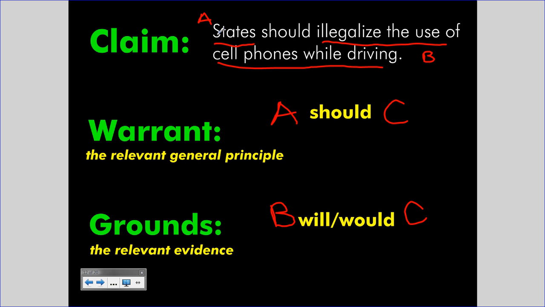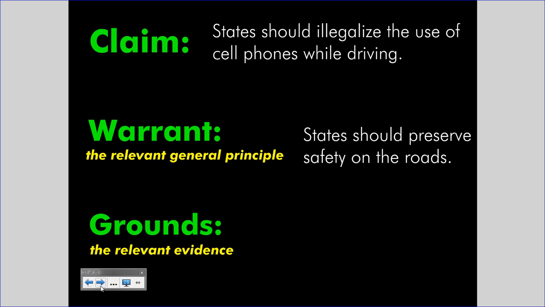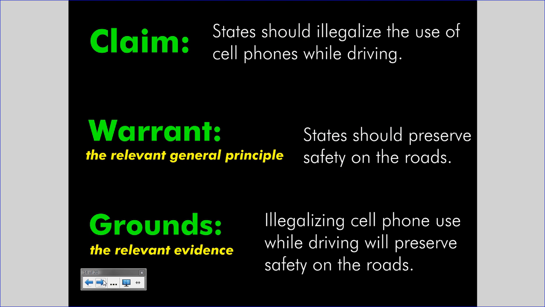This is the format. If you replace A with states, we know states should do something. And we know that illegalizing the use of cell phones while driving will accomplish it. We just have to figure out what this C is, and that we can figure out creatively. Let's see my idea. States should preserve safety on the roads. A, should, preserve safety on the roads looks to be my value. There's my C term.